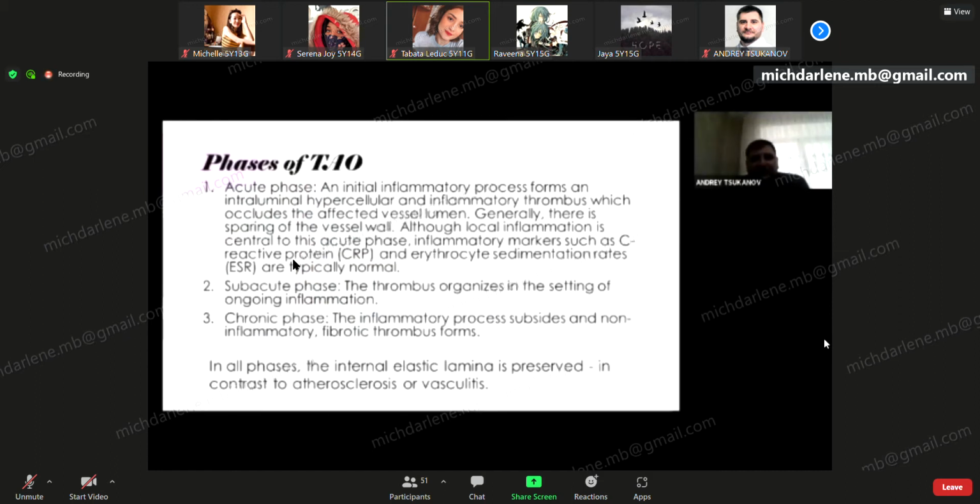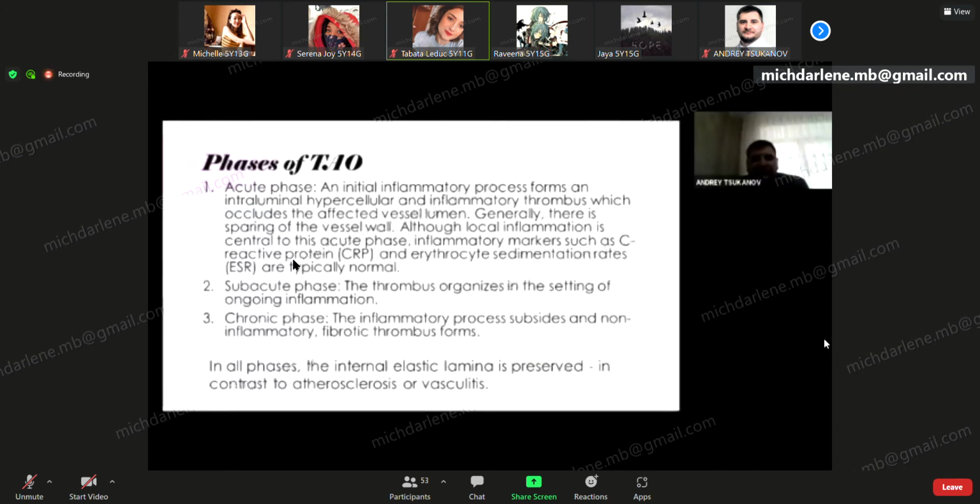There are three phases of thromboarteritis obliterans. Acute phase. An initial inflammatory process forms an intraluminal hypercellular and inflammatory thrombus, which occludes the affected vessel's lumen. Generally, there is sparing of the vessel wall. Although local inflammation is central to this acute phase, inflammatory markers such as C-reactive protein and erythrocyte sedimentation rate are typically normal.